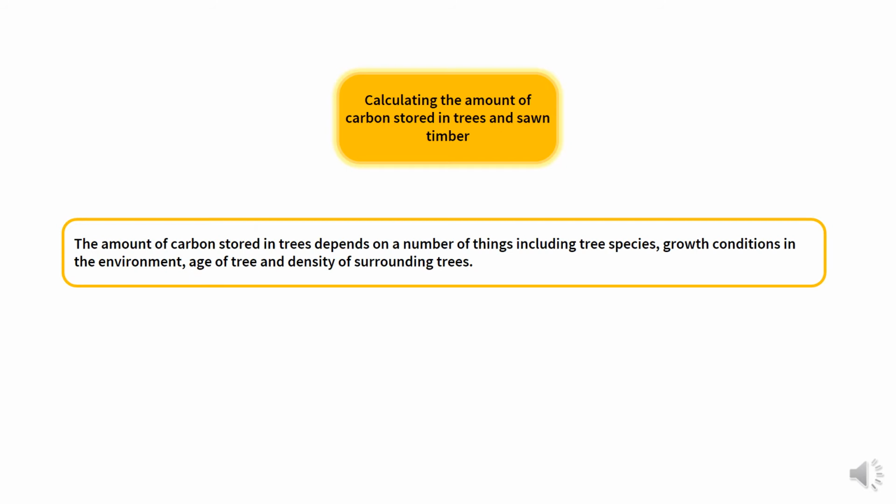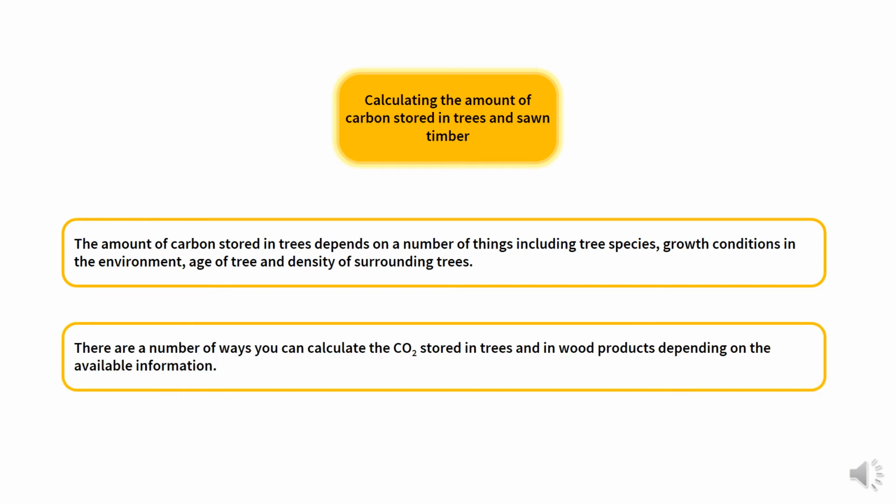Calculating the amount of carbon stored in trees and sawn timber. The amount of carbon stored in trees depends on a number of things including tree species, growth condition in the environment, age of tree, and density of surrounding trees. There are a number of ways we can calculate the carbon dioxide stored in trees and in wood products depending on the available information.